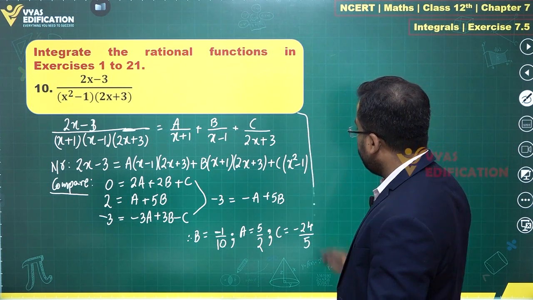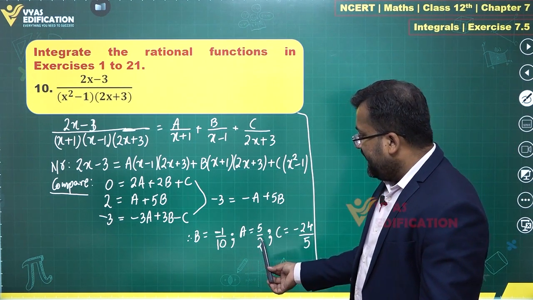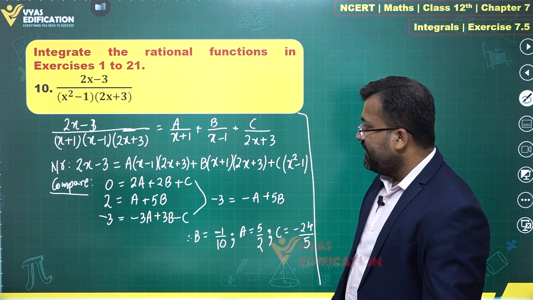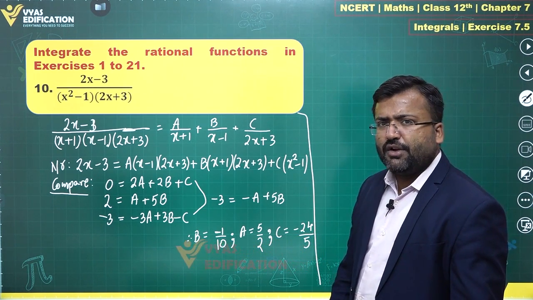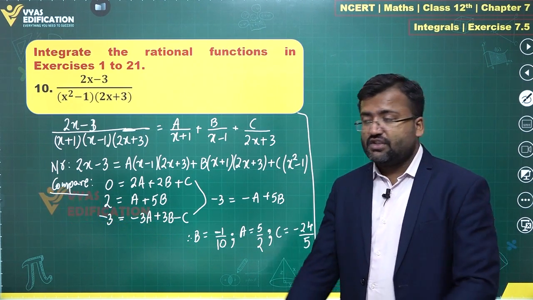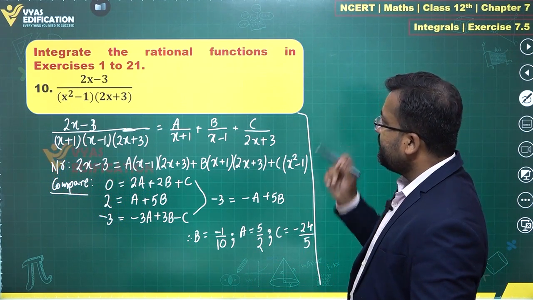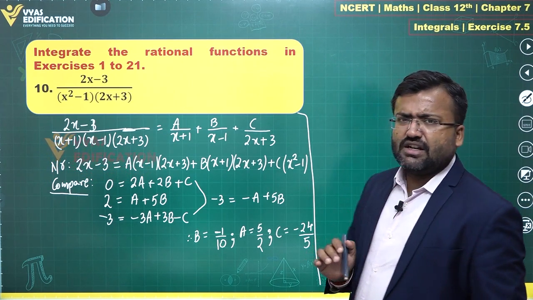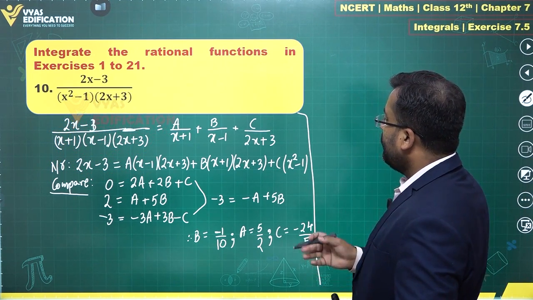Let's check this value of c again. 2a is 5, 2b is minus 1 by 5, and 5 minus 1 by 5 will be 24 by 5. You could take that on the left hand side and you get minus 24 by 5. This is the value of c. Yes. Okay. This is comparison. This is the 10th question for us. Is that okay? Yes. What else?